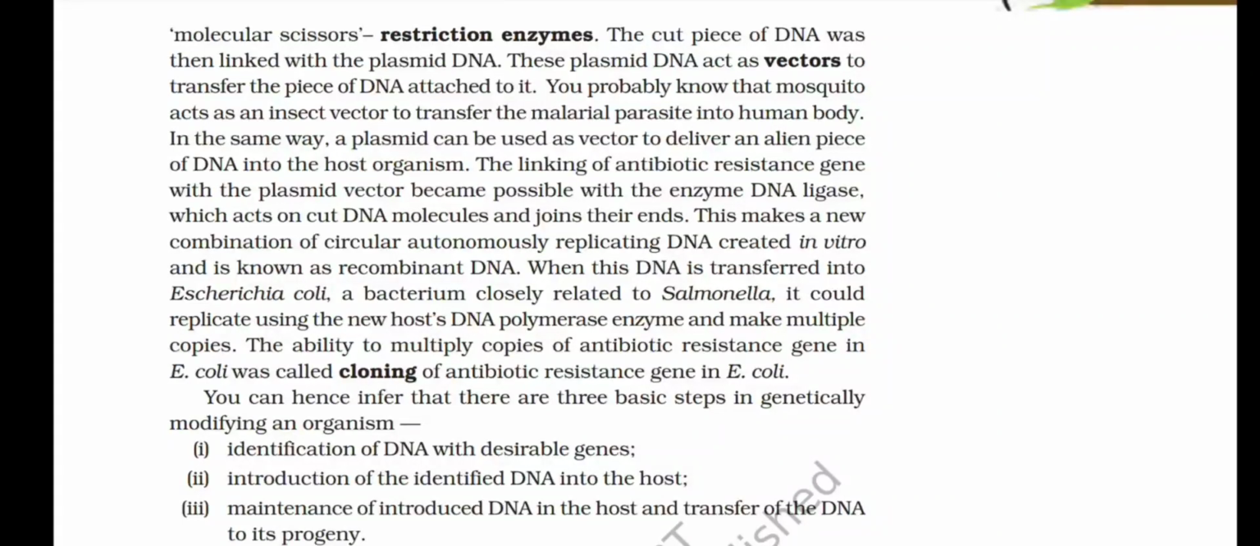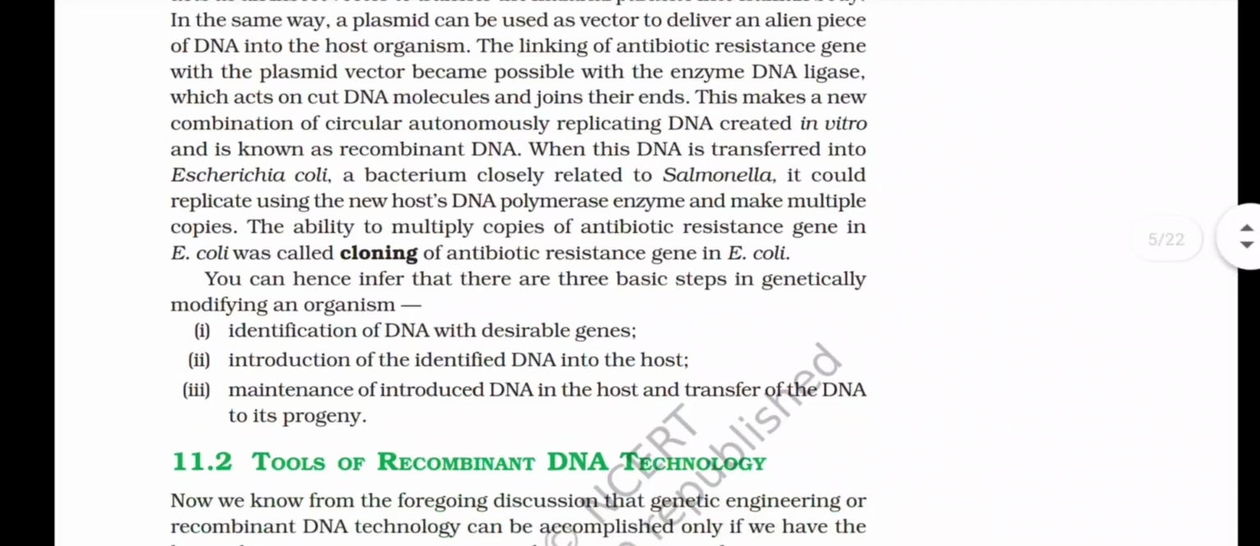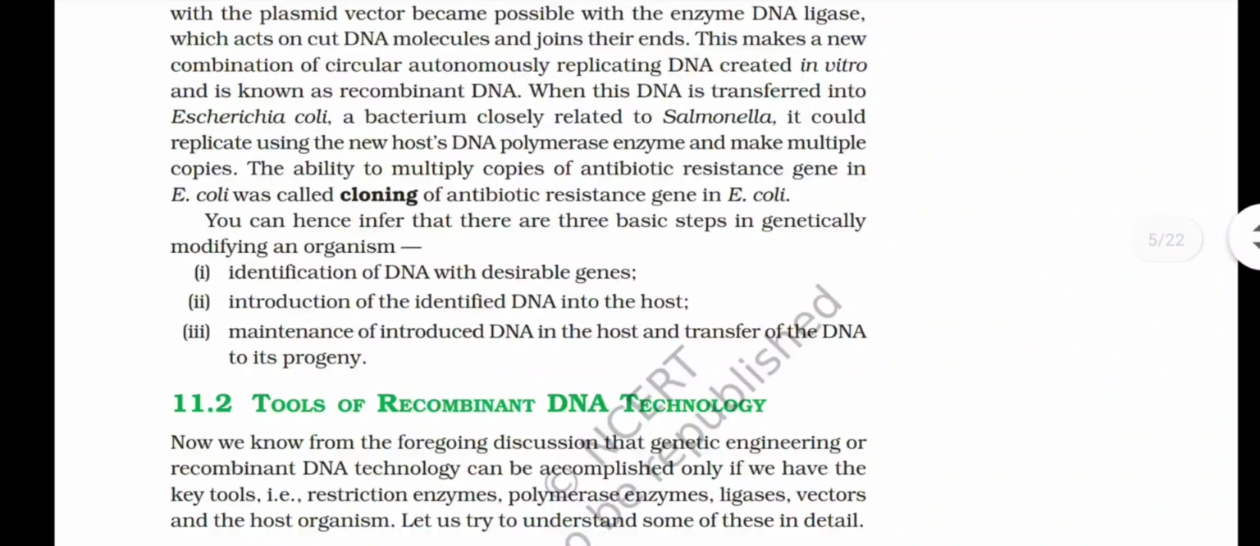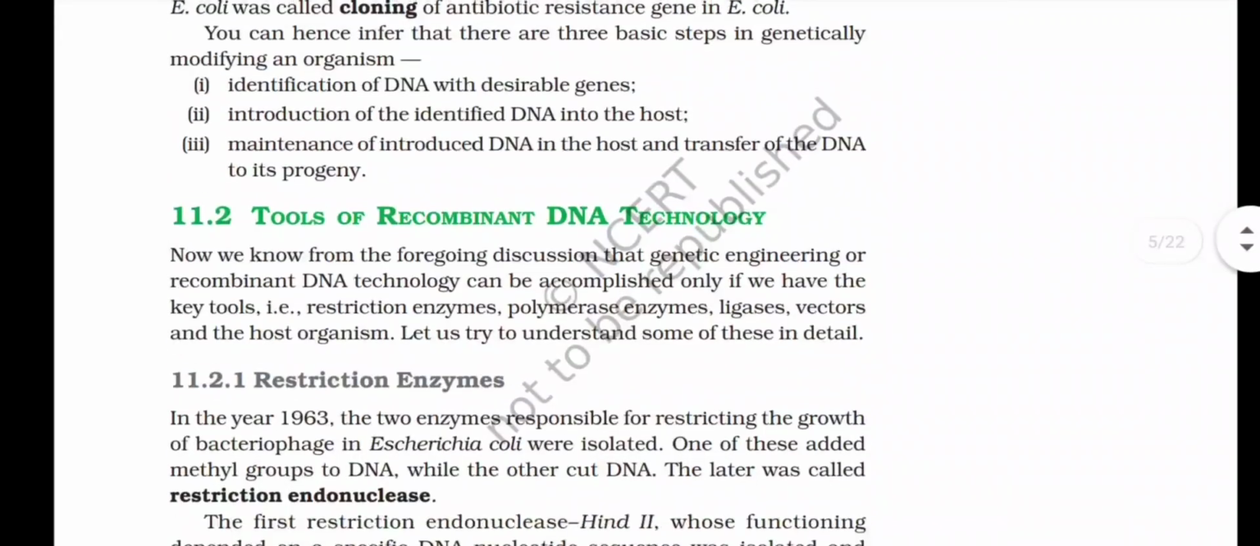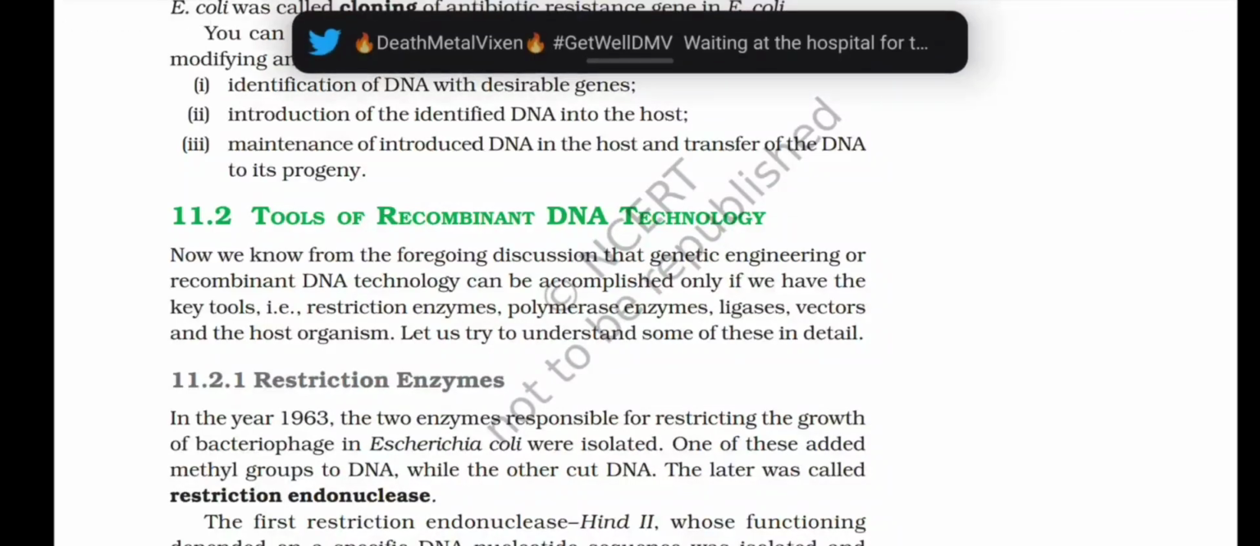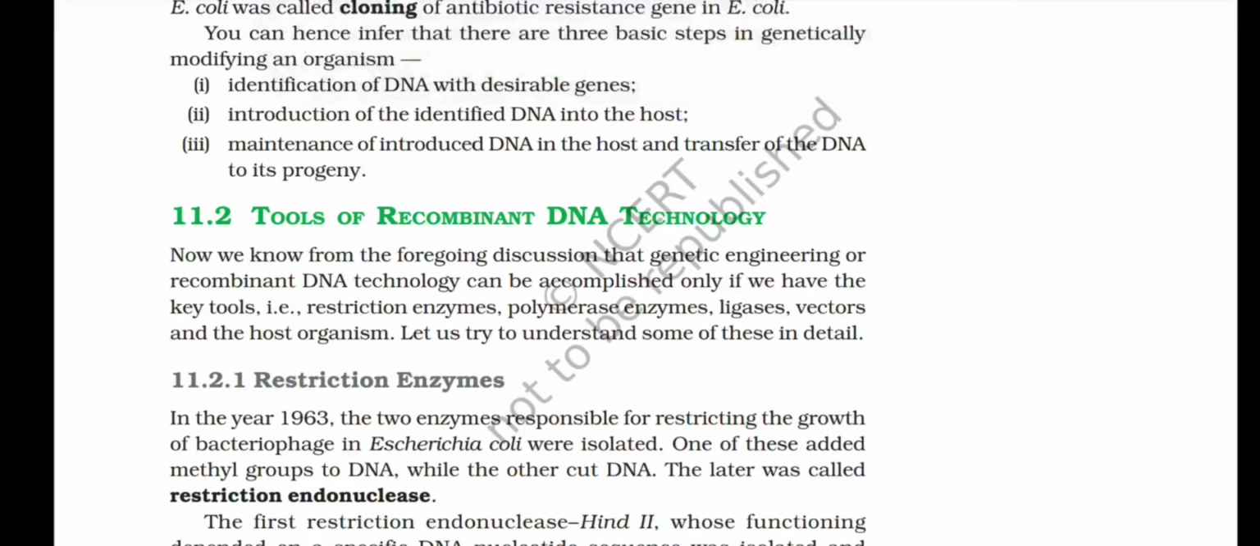Vectors basically are the pieces of DNA that are attached to it and can be transferred. You probably know that a mosquito acts as an insect vector. Like a vector is someone who carries things, okay? Like a mosquito carries malaria to us. So yeah, this was called cloning of the antibiotic resistance gene in E. coli. If we successfully clone the antibiotic gene in E. coli, we could use it for antibiotics for fevers and many other common diseases like the common cold and stuff. So yeah, sorry about that.